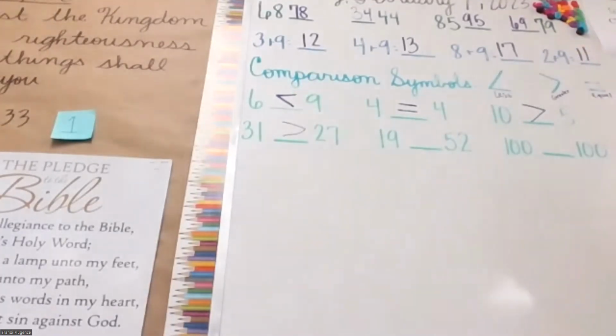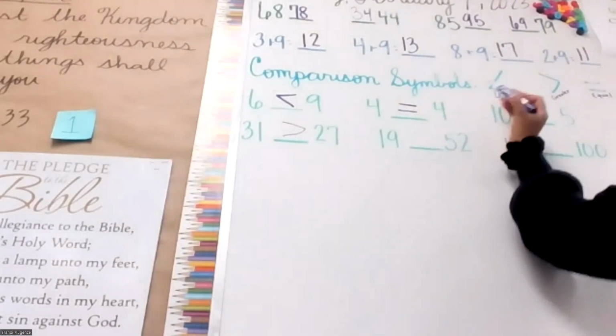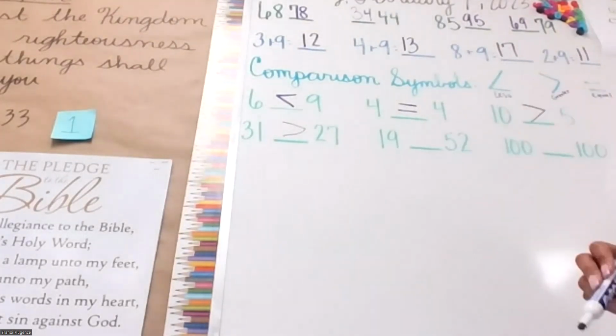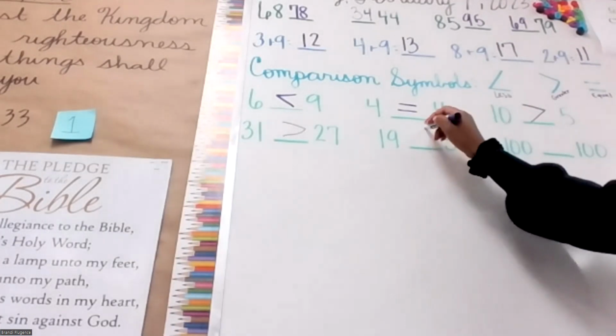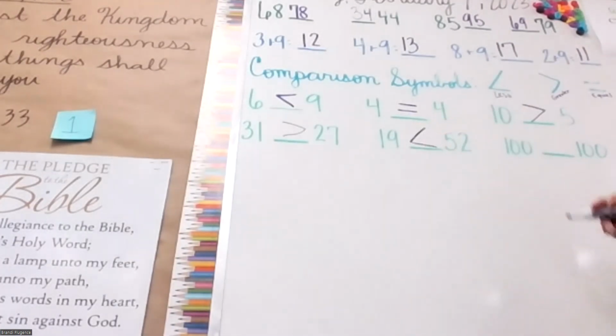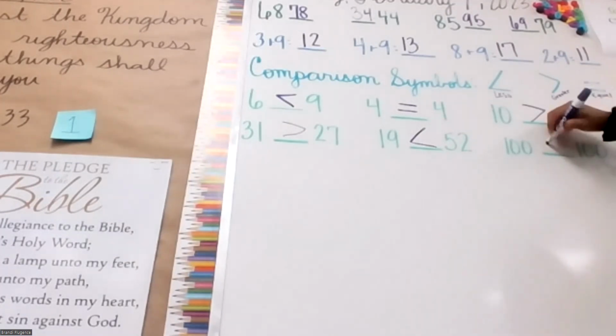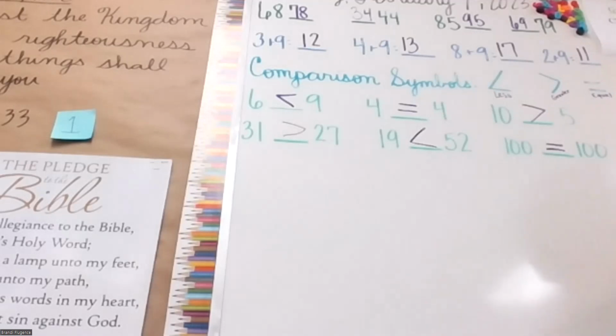19. Is it less than, greater than, or equal to 52? Less. 19 is less than 52. Now 100. Is it less than, greater than, or equal to 100? Equal. Same number. Okay?